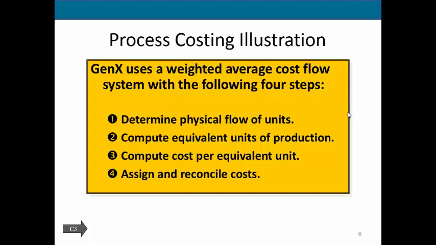So as we're going through this example, we're going to look at a specific company. First, we'll determine the physical flow of units. So how do our units flow through our manufacturing process? We'll compute the equivalent units of production, and along with that, we'll compute a cost per equivalent unit.